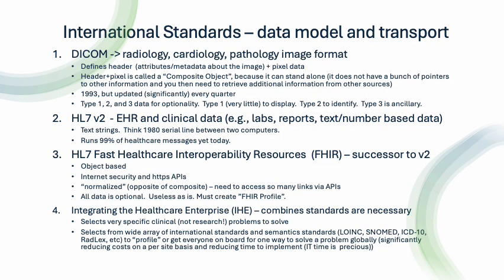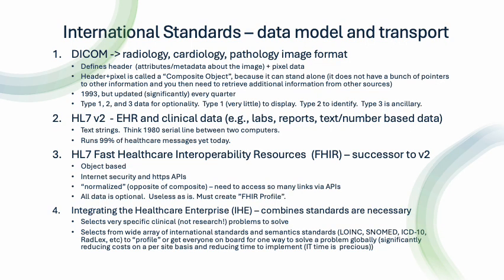Let's talk international standards for a minute. This is about the data model and the transport. Okay, so first of all, you've got DICOM. DICOM covers radiology, cardiology, pathology, data formats, image formats. It defines a header, which is these little things called attributes. One attribute is, for example, patient name. Another attribute is slice thickness for an MR or CT. Another attribute for CT is KVP, or the amount of radiation that a patient was exposed to for that slice.